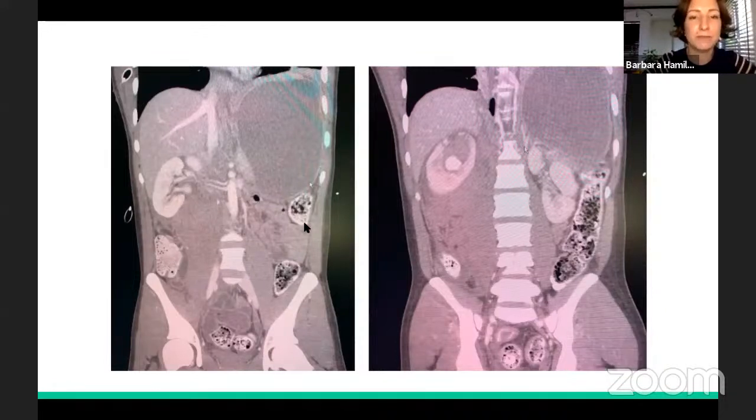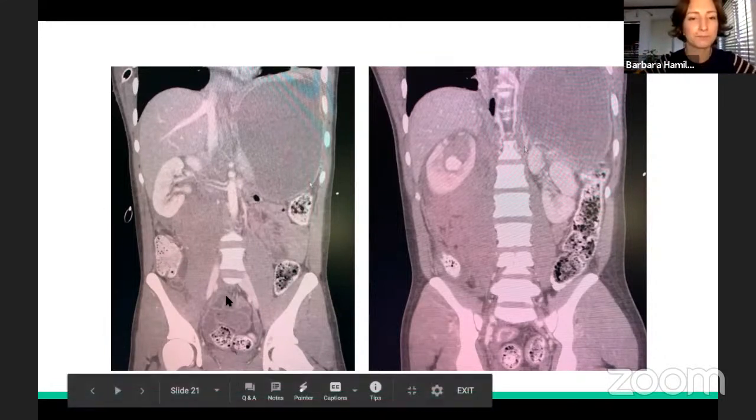Here you can see parts of his colon. So this is actually stool in the abdomen. So a radiologist can really tell if you're full of stool. We like to joke about that. And here are the hip joints over here. So I hope that gives you a little bit of reference.